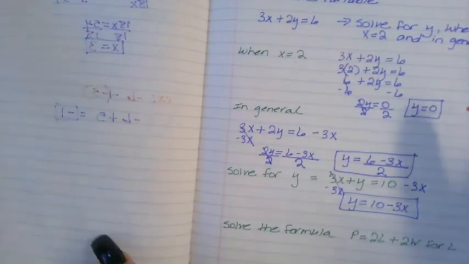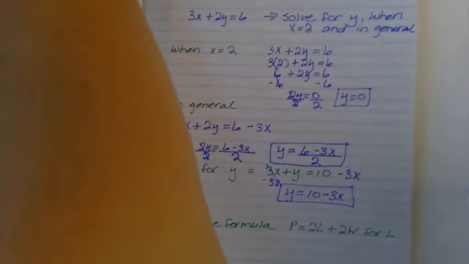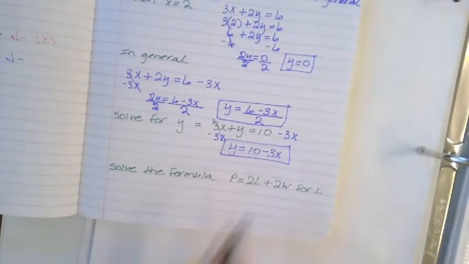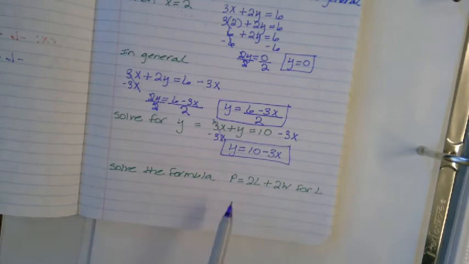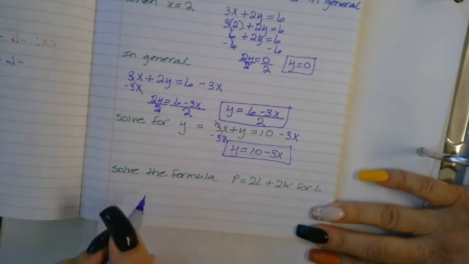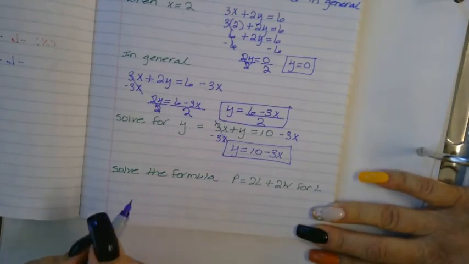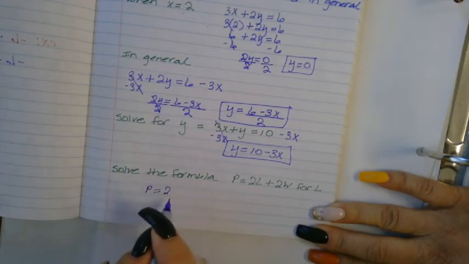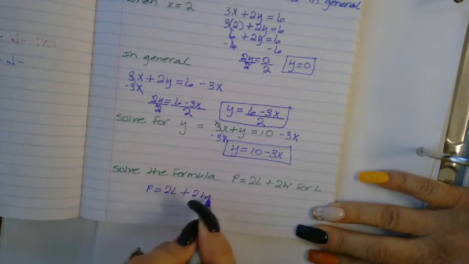All right, then. Let's check out a little bit of a different looking one here. Let's look at P equals 2L plus 2W for L. So we want to solve the formula. We're trying to get L by itself, okay? I think I'm going to rewrite it over here, because that L bothers me. So P equals 2L plus 2W.